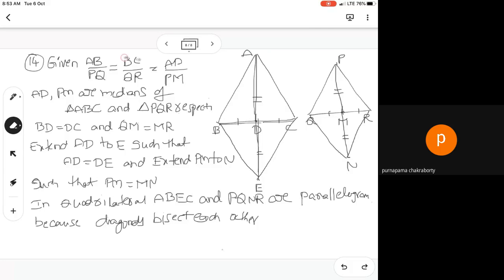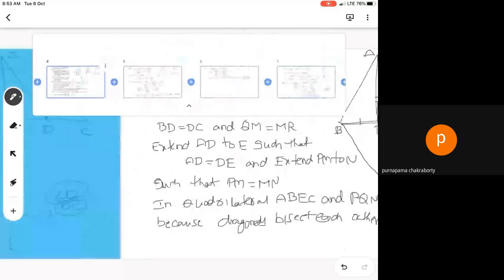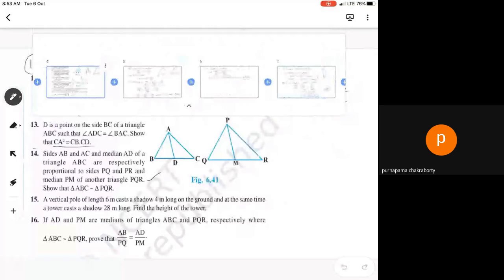What is given here? AC by PR. You read the question. See the question here. AB, AC and median AD of triangle ABC, PQ, PR. That is nothing but AB by PQ, AC by PR and AD by PM.